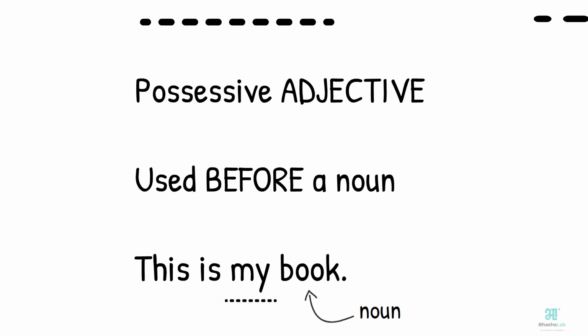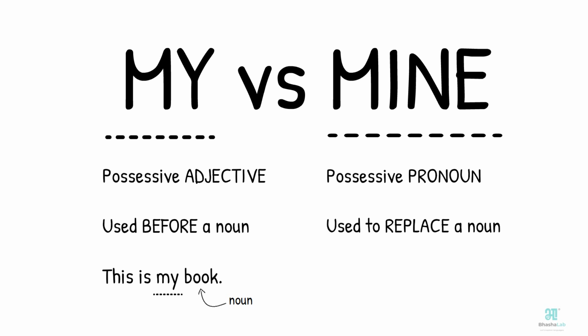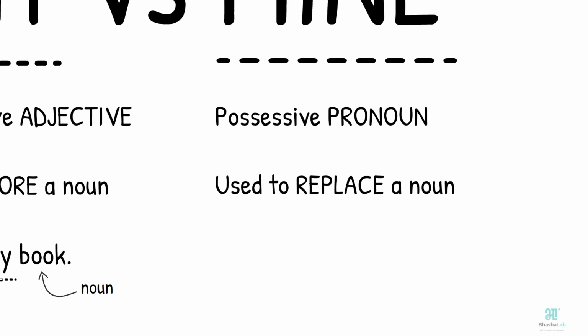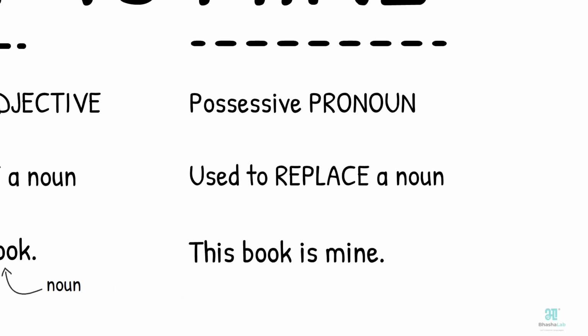On the other hand, mine is a possessive pronoun. It's used to replace a noun to show ownership. For example, in the sentence, "This book is mine," mine shows that the book belongs to you without repeating the noun, book. Now, let's see how this works with more examples.